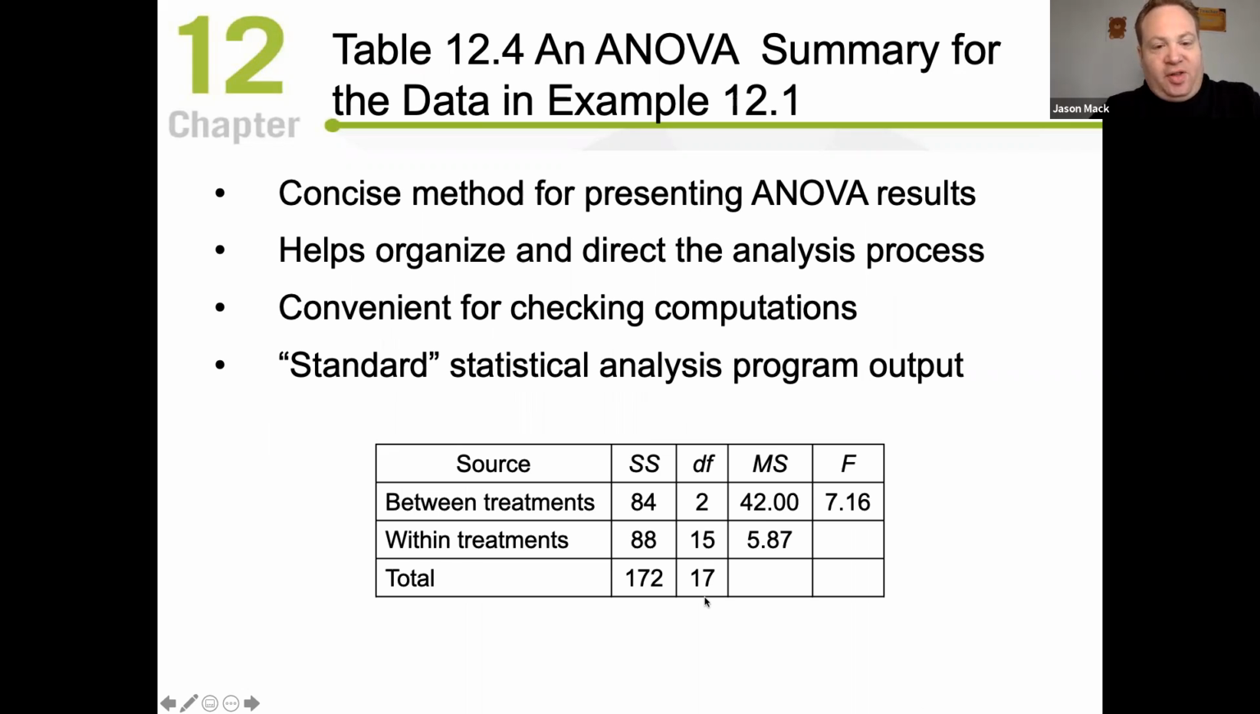So you have a concise method for presenting ANOVA results. Again, ANOVA is analysis of variance. It helps organize and direct the analysis process, is convenient for checking computations, and is standard statistical analysis program output. Table 12.4 is an ANOVA summary showing the results of the ANOVA calculations for the data in example 12.1. Don't get lost in all the formulas. The idea is to get to the table, the goal of the process, and I'm going to break it down for you in small steps in the worksheet coming up, like I said, in this lecture or the next one.